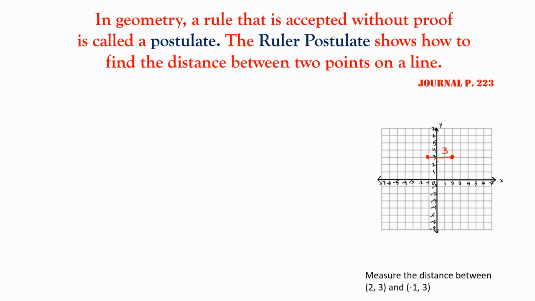Well, there is another way we can use the ruler postulate, like the measurement idea. Notice that this goes from x is 2 to x is -1. We can go 2 minus -1. And like the problems before, when we take the difference and put the absolute value, we get the distance. So we take the difference, take the absolute value. 2 minus -1 is 3. And the absolute value of 3 is 3.